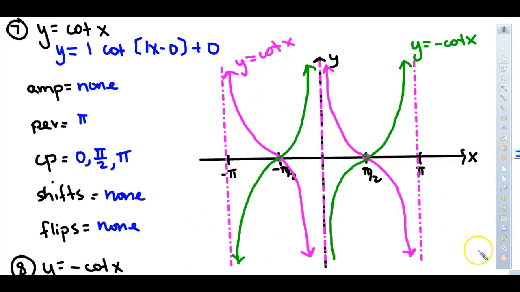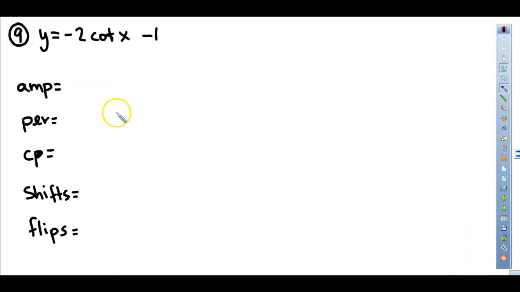Okay. So then we've got 2 more, and we'll be done. This one's going to be the short video of the week. Alright. Negative 2 cotangent x minus 1. No amplitude. The period is pi divided by the absolute value of b. B is 1 here, so it's just going to be pi. So my critical numbers will be 0, half of the period, and then the period itself.